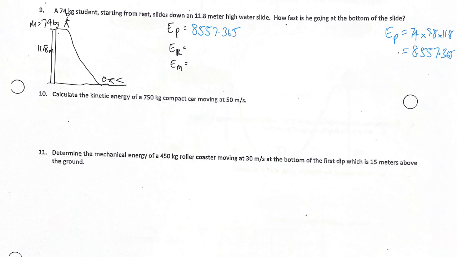What should I put in the kinetic energy at the beginning? 0. How do I know it's 0? How do we know that his kinetic energy is 0? Because it's at the start and it says that he's at rest. So rest means he's not moving, so his kinetic energy is 0. So what's his total mechanical energy? What do you think?